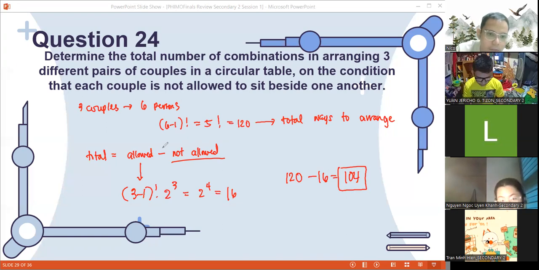Sorry, this is plus allowed. Typographical. The total number of ways is the allowed number of ways plus the not allowed number of ways. The allowed number of ways, there are 3 couples. So by circular permutation, it's 3 minus 1 factorial. So 2 factorial, right? There are 3 of them which can arrange 2 factorial times. So 2 times 2 times 2 times 2. So you have now 2 factorial times 2 raised to 3 or just simply 2 raised to 4. And that is equal to 16. So the total number of ways minus 16, that is 104. So that's the answer. Okay?